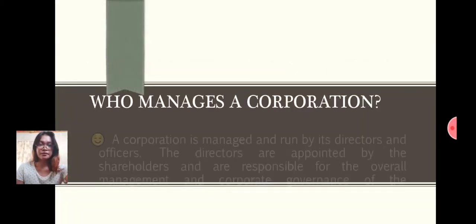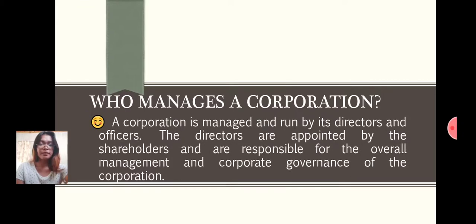So next is who manages a corporation? A corporation is managed and run by its directors and officers. The directors are appointed by the shareholders and are responsible for the overall management and corporate governance of the corporation. So, it is managed by its board of directors, which must approve major business decisions. A director can be, but is not required to be, either a shareholder or an officer. Just as representatives in Congress are elected by voters, directors are elected by shareholders and typically serve for a limited term.